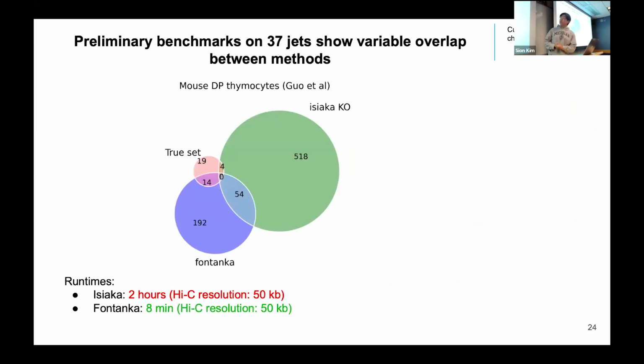We did some preliminary benchmarking on the 37 jets with Fontanka and Isiaka, and they show variable overlap between the methods. Maybe Fontanka does a little better, with 14 of the true set identified. As for runtimes, we see that Isiaka takes a very long time, because the polymer simulation takes quite some time. But Fontanka is relatively quick.